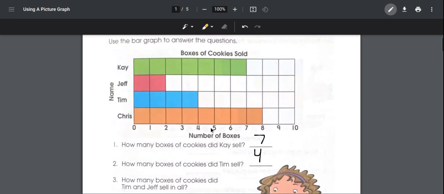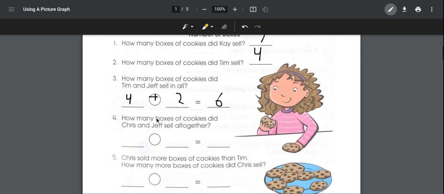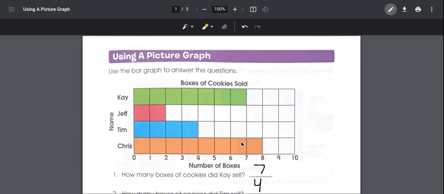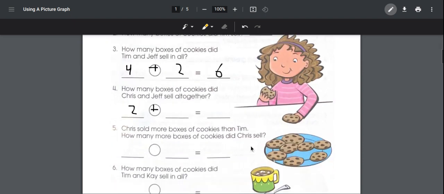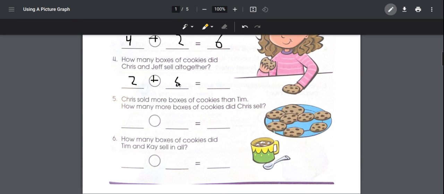Number 4, how many boxes of cookies did Chris and Jeff sell altogether? Jeff sold 2, like the other problem. So it's 2 plus how many Chris sold. So Chris sold 1, 2, 3, 4, 5, 6, 7, 8. So Chris sold 8 boxes altogether. So it's 2 plus 8, and that gives us 10.